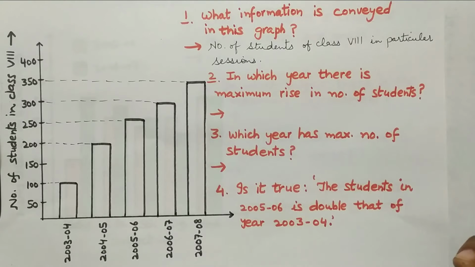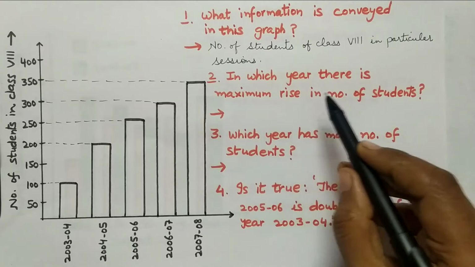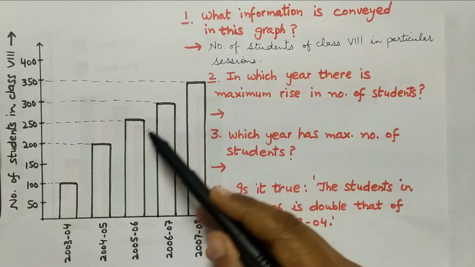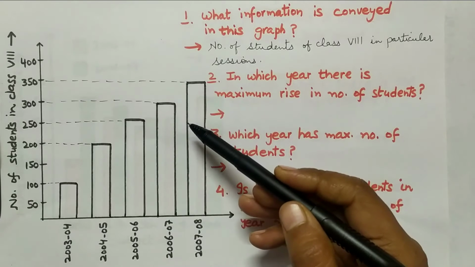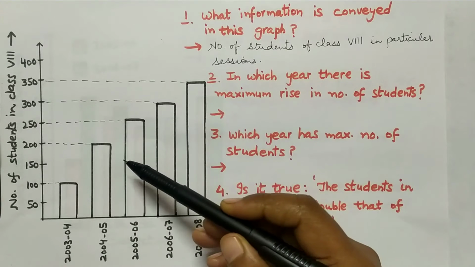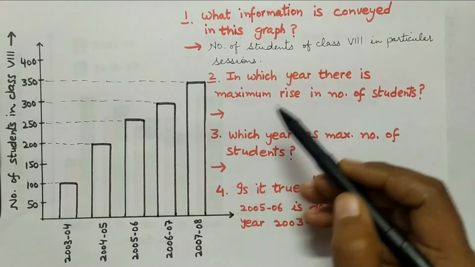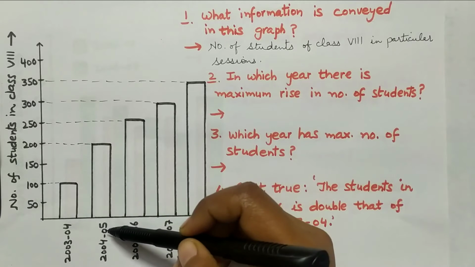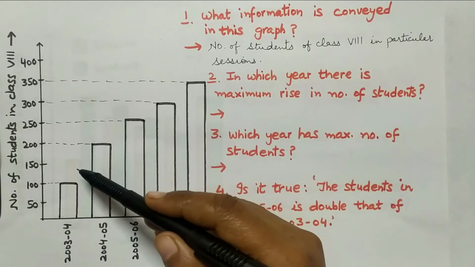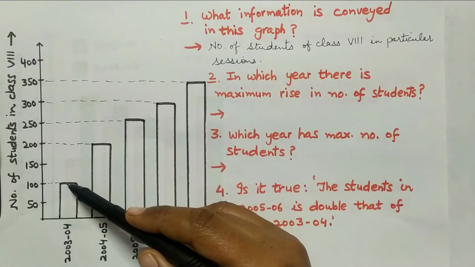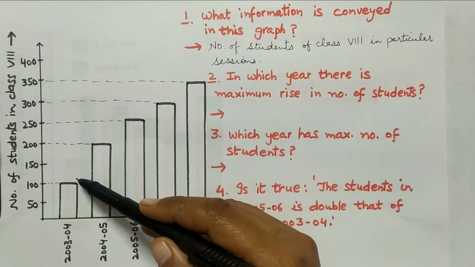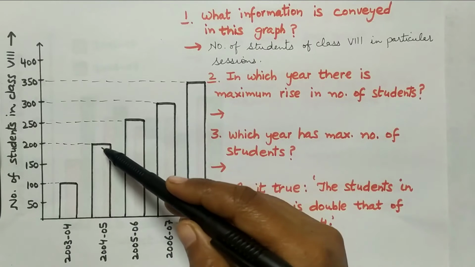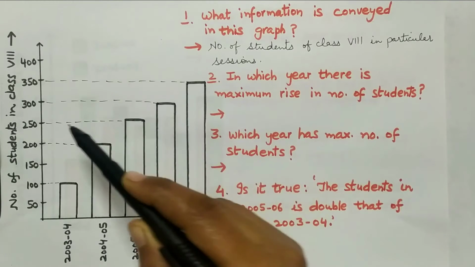The next one is: in which year is there the maximum rise in the number of students? Here the height of the bars is increasing every year, which means the number of students is rising, and we have to check the maximum rise. In the first session it was 100 and in the second session it becomes 200. Therefore the rise in students is 200 minus 100, which is 100.